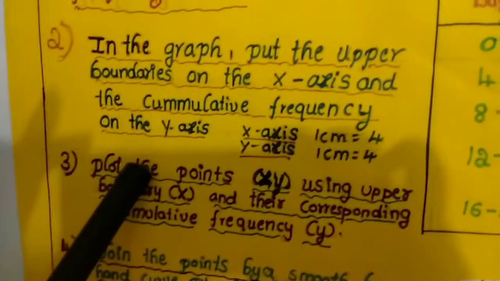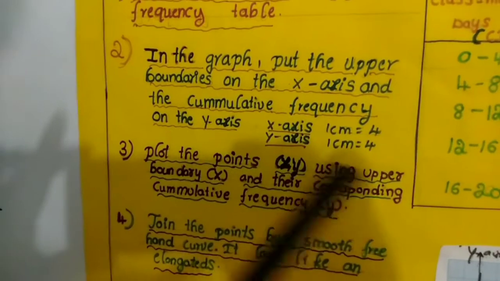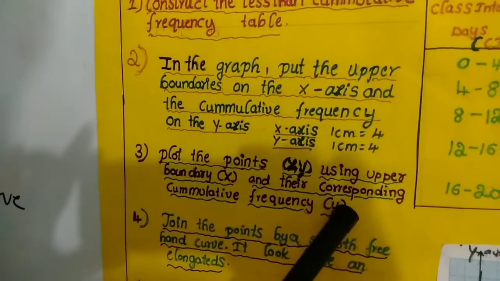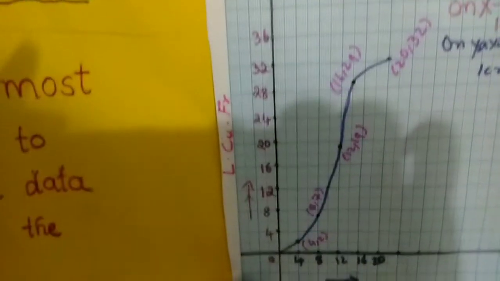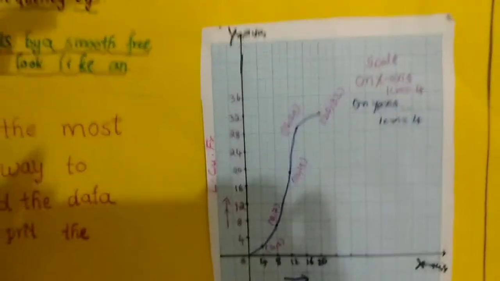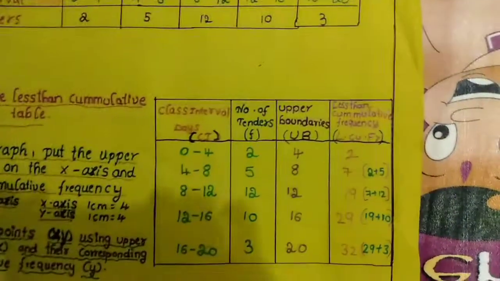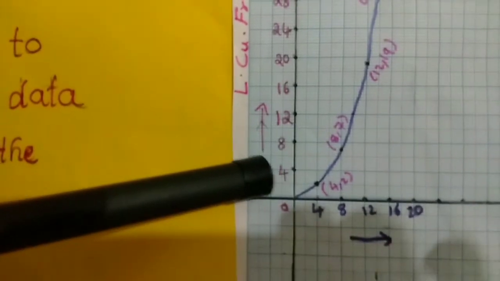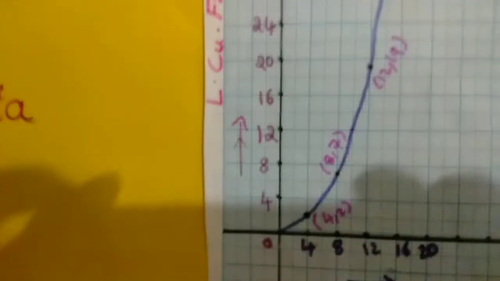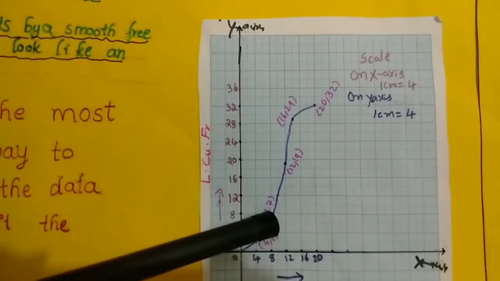Next, plot the points x comma y using the upper boundary as the x coordinate and the corresponding cumulative frequency as the y coordinate. The upper boundary is taken as x coordinate and the less than cumulative frequency is taken as y coordinate. Then the ordered pair 4, 2 can be plotted on the graph paper like this. The x coordinate is 4 and the y coordinate is 2. Then the point 4, 2 is here. After that the x coordinate is 8 and the y coordinate is 7. So the point 8, 7 is plotted like this.